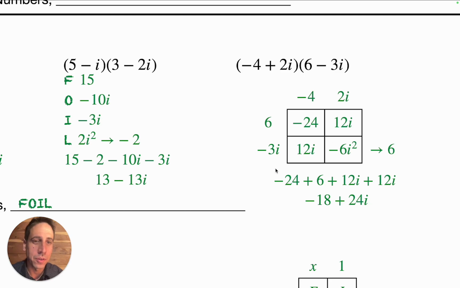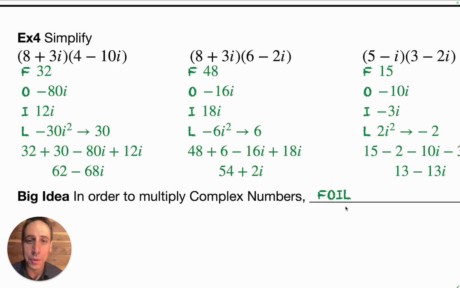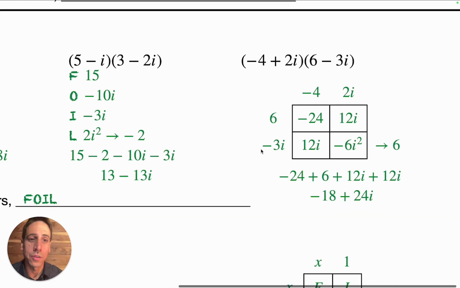You take all the terms and add them all up right here, and you get the same answer. Either way you do it. We'll see more of the box method later. And remember, the big idea is that in order to multiply complex numbers, you've got to FOIL, either FOIL or using the box method.